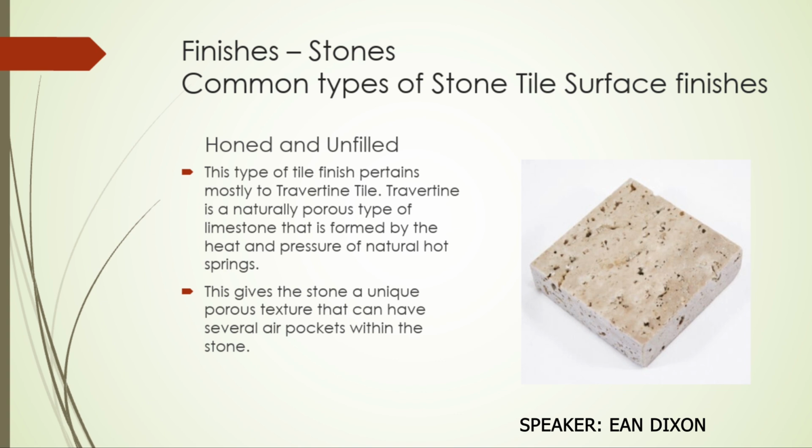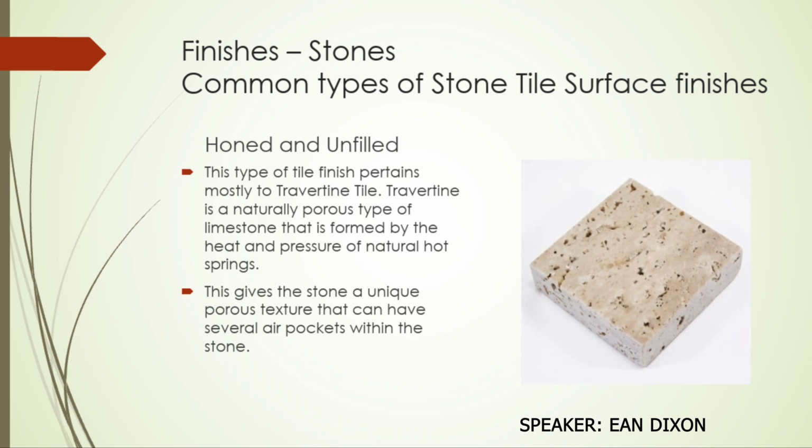Another example is honed and unfilled. This type of tile finish pertains mostly to travertine tile. Travertine tile is a naturally porous type of limestone that is formed by the heat and pressure of natural hot springs. This gives the stone a unique porous texture that can have several air pockets within the stone.